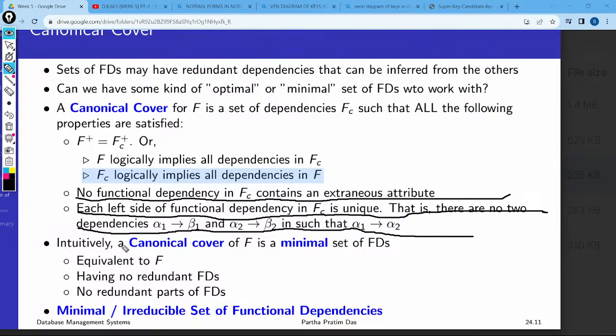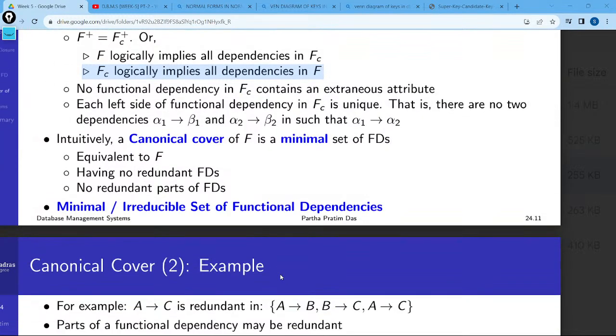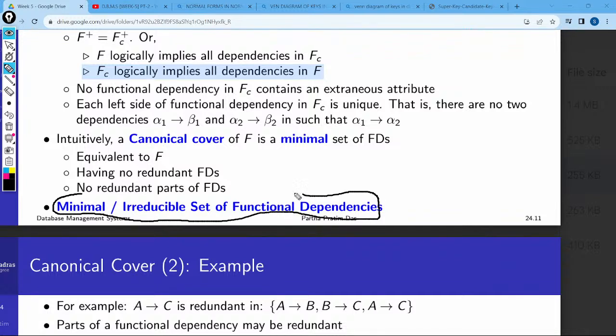Okay, intuitively a canonical cover of F is a minimal set of FDs equivalent to F, having no redundant FDs and no redundant parts of FDs. So basically, it is the minimal irreducible set of functional dependencies, or the fundamental set of functional dependencies. Okay, let's learn it with an example.